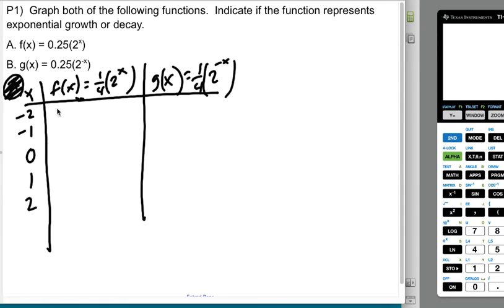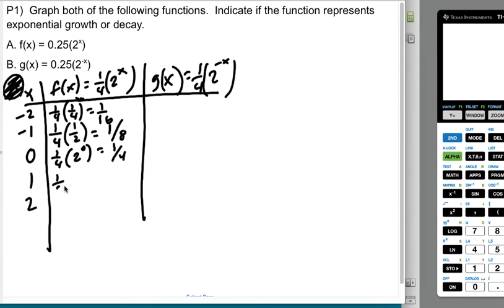All right, if you plug a -2 in, you're going to get 1/4 times 2 to the -2nd, which is another 1/4. So you're going to get 1/16. If you plug a -1 in, you're going to get 1/4 times 2 to the -1st, which is a half. So that's 1/8. If you plug a 0 in, you're going to get 1/4 times 2 to the 0, which is 1/4 times 1, so just a fourth. If you plug in a 1, you're going to get 1/4 times 2 to the first, so that's 1/2. And if you plug in a 2, you're going to get 1/4 times 4, which is 1. So those are all pretty small values, right?